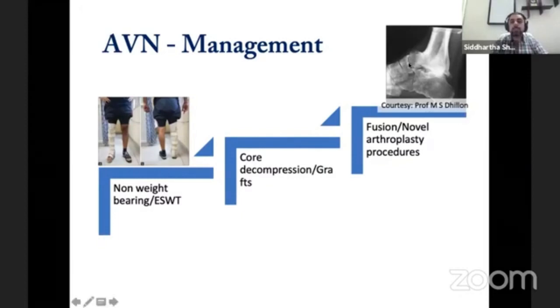Now, this is a beautifully done Blair's procedure by Professor Dhillon. And please remember that novel arthroplasty procedures are done here. A standard total ankle arthroplasty would probably not work in this condition. So you have to do something like a total talar replacement.